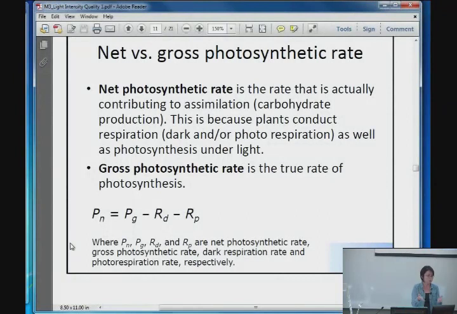So when you measure, what you measure is net photosynthesis. Net photosynthetic rate is actually assimilation. So that's the gain, right? Gain of carbon absorption. All right, so you read this, okay?